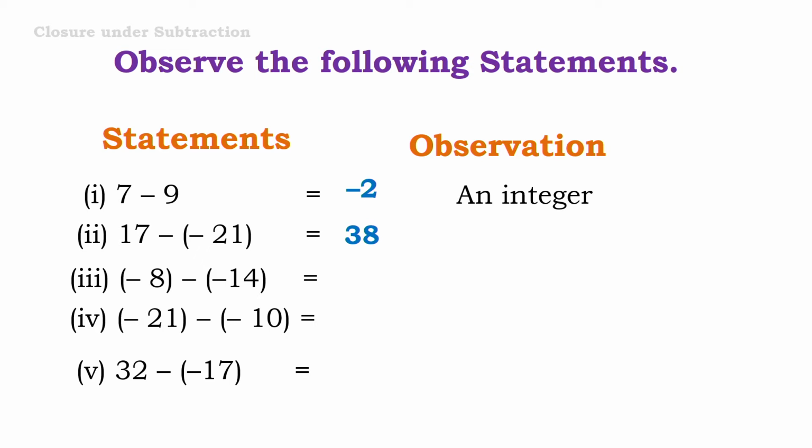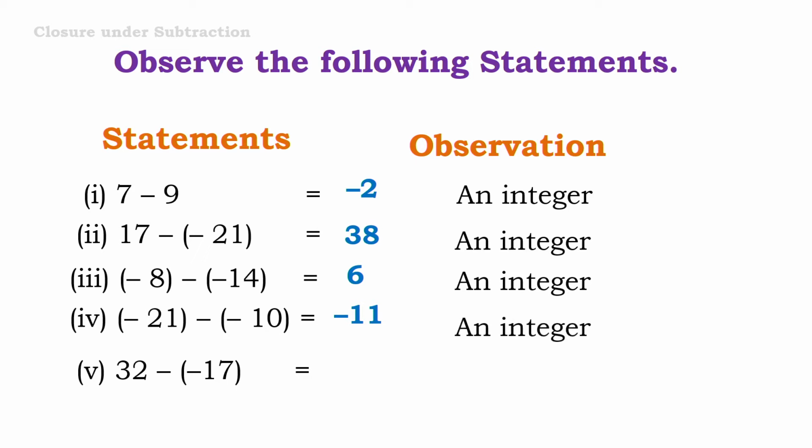38. 17 minus into minus becomes plus, that is 17 plus 21, which is 38. Is 38 also an integer? Yes. -8 plus 14, that is 6. Is 6 an integer? Yes, it is an integer. -21 minus of -10 means plus, that is -21 plus 10, which is -11. Is -11 an integer? Yes, very good, it is also an integer. 32 minus of -17 is 32 plus 17, which is 49. Very good, it is an integer.